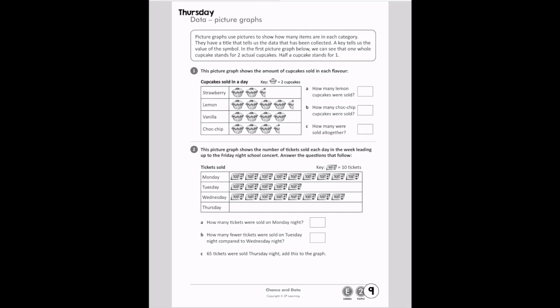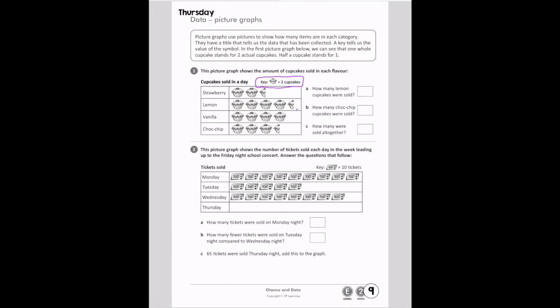Okay, so let's look at this graph down here below. We can see that one whole cupcake stands for 2 cupcakes. So just because we see one cupcake picture doesn't mean it's just one cupcake. We have to look at the key. And the key is telling us that one of these cupcake pictures equals 2 cupcakes.